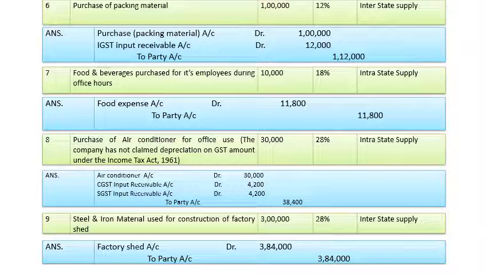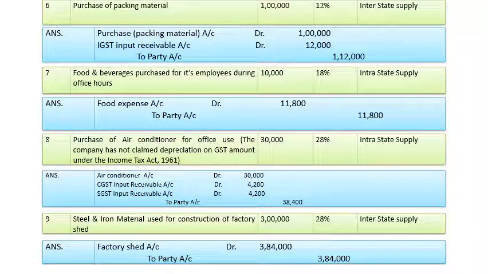But if the same steel and iron material is used for establishing plant and machinery in the factory premises, then we will record it separately. If it is interstate, then the entry will be factory shed account debit 3 lakh, IGST input receivable account debit 84,000, to party account 3 lakh 84,000.